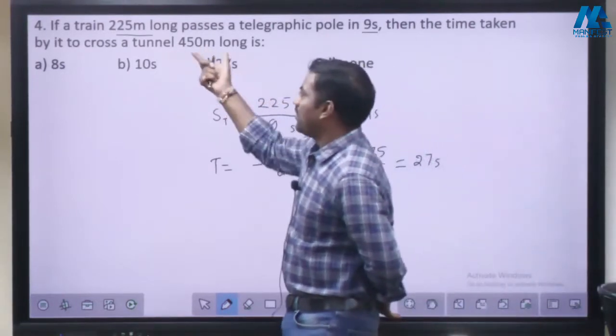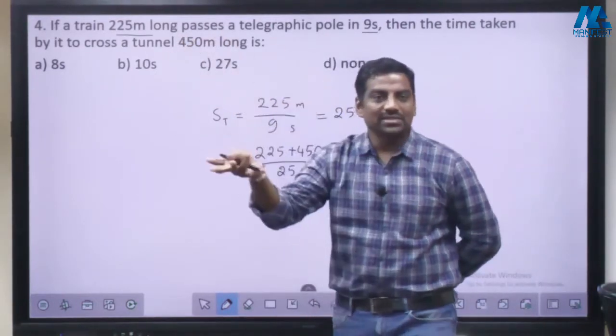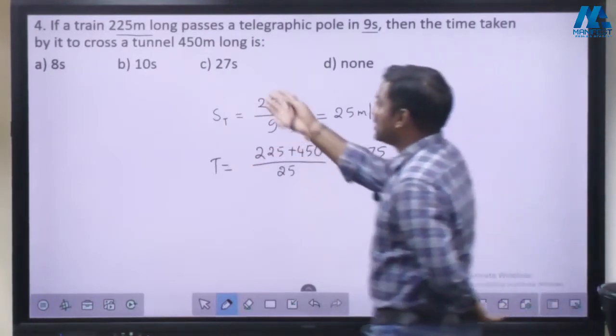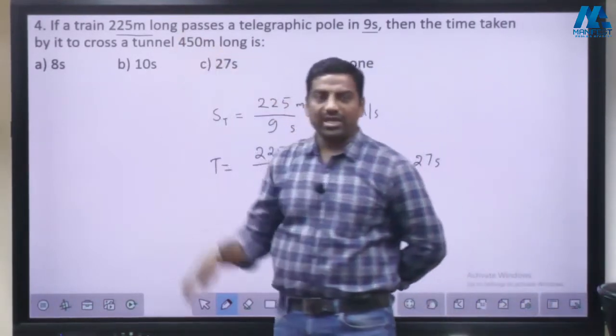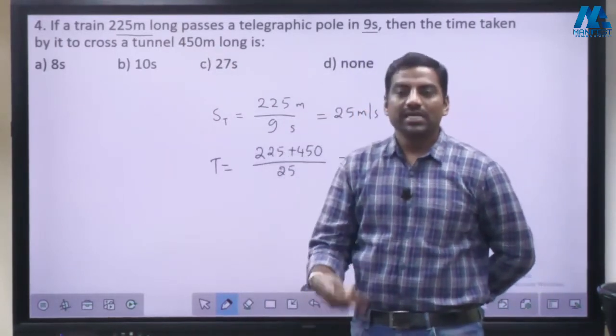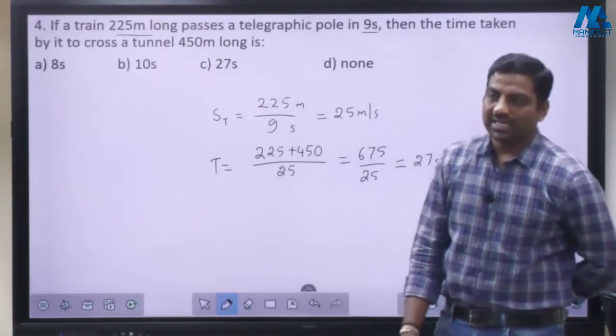Okay, 225, double of that. So totally 3 times. 9 seconds it is taking. Now it will take 27 seconds. Or let's say this is 225. 225 plus 225, 450. Okay, double the time. Instead of 9 seconds, it is 18 seconds.